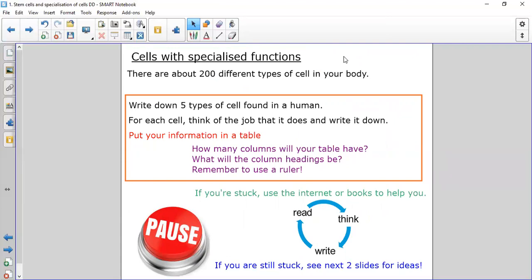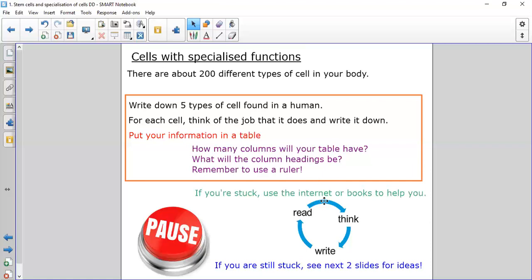So I would like you to write the title, Cells with Specialised Functions. And there are lots of different types of cell that you might be able to think of that are in your body. I want you to write down 5, okay? So we need 5 types of cell found in a human. And for each cell, I want you to try and think of the job that that cell does. And you're going to put this information in a table. So you're going to have to think, well, how many columns does my table need to have? What will the column headings be? And make sure you use a ruler. If you haven't got a ruler, maybe try and use the edge of a jotter or something straight.